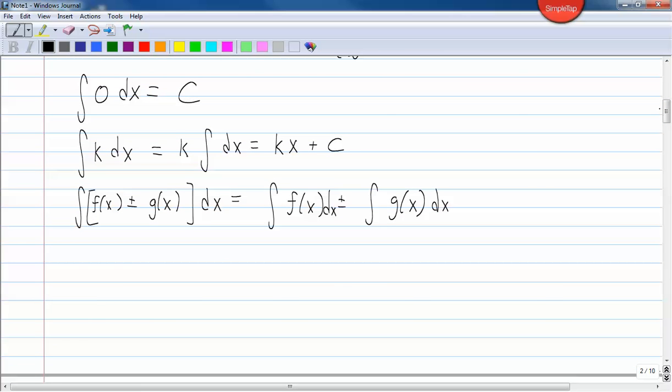Now, I guess the biggest rule that's covered whenever you go over the antiderivative in this section, or the first section in this chapter, is the power rule.